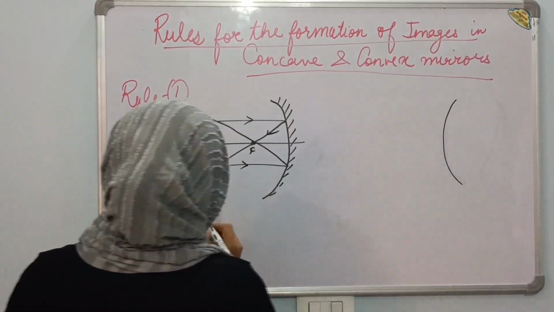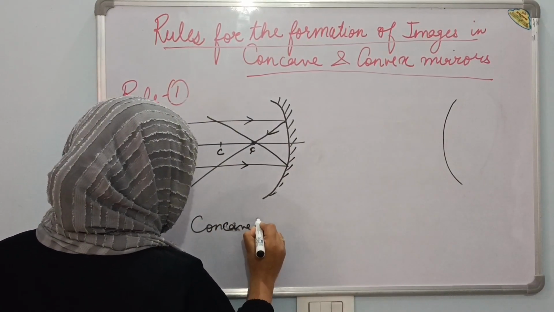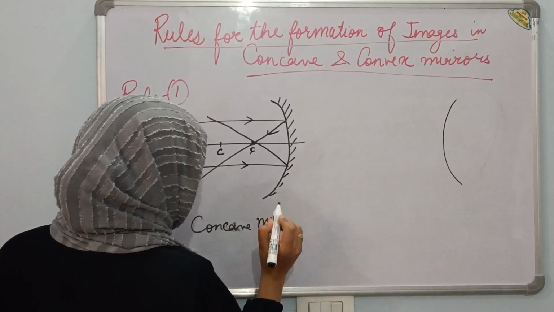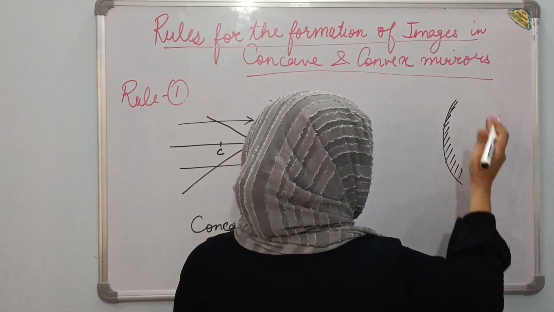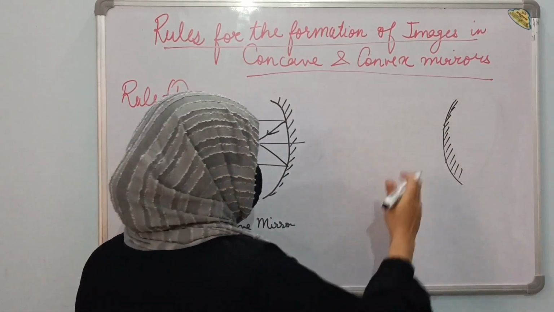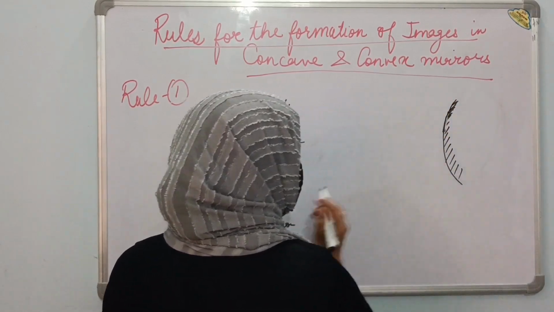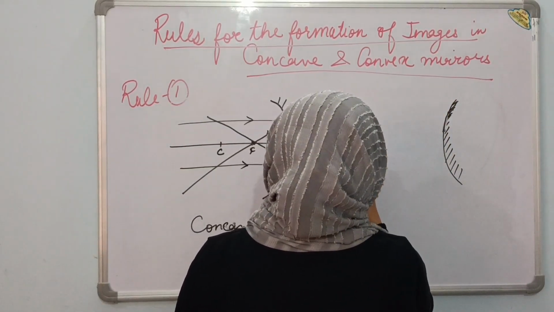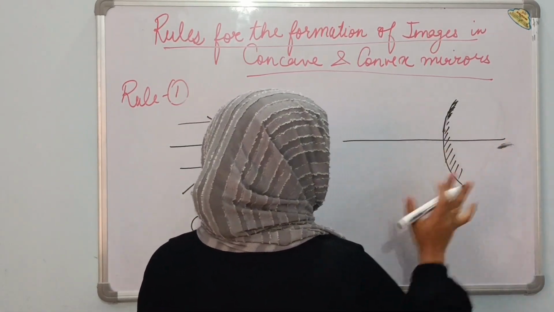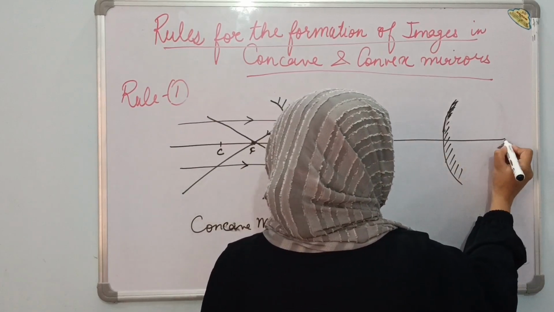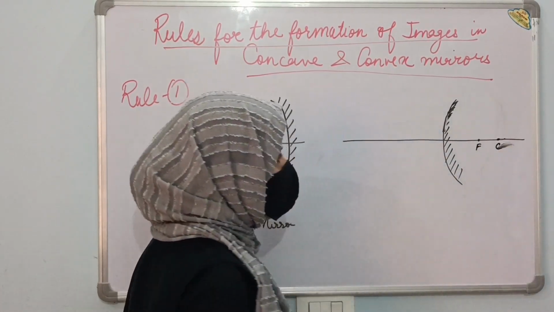Now this is for the concave mirror. Now let's see what happens in a convex mirror. So in a convex mirror, this outer bulged part is painted with silver, and this is the reflecting surface. We have already seen it. Now when we draw a principal axis, we all know this is the principal axis. Now where will the center of curvature and focus lie? It will lie here inside, behind the mirror, isn't it?